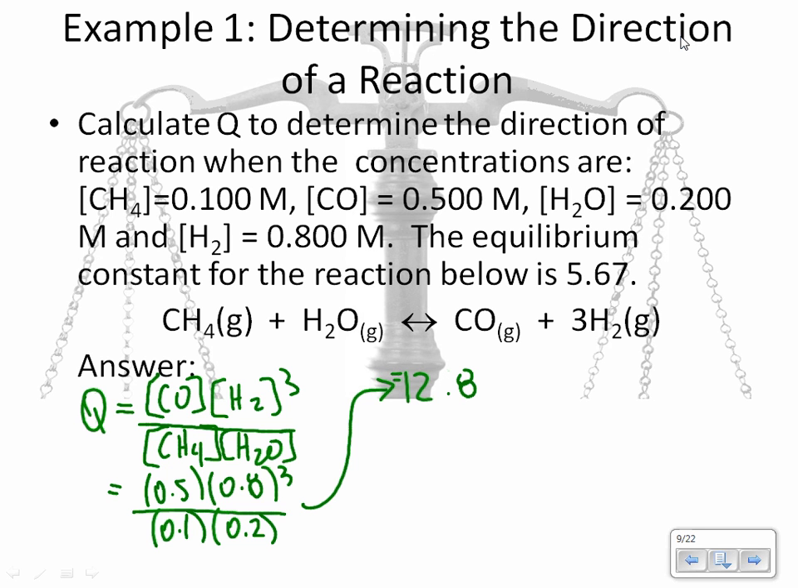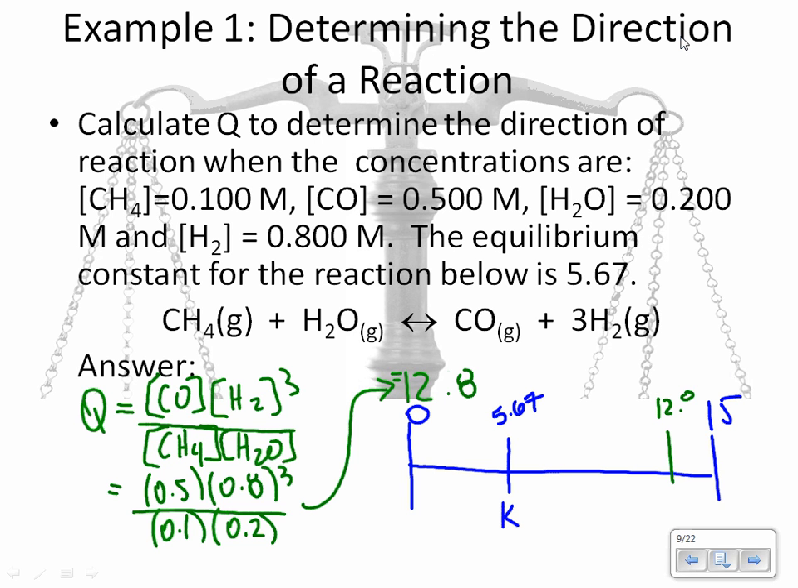Let's plot these values on a number line. So here's 0, here's say 15. My value for K is about here at 5.67. I gave that to you in the question. My value for Q is 12.8, all the way over here. Draw an arrow in the direction from Q to K, and that tells you that the reaction is going to proceed to the left, or we're going to make reactants. So that's basically how to determine the direction of a reaction. You have to calculate Q and compare that answer to your value of K.